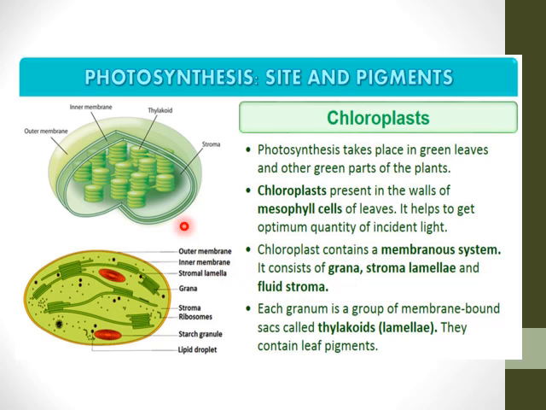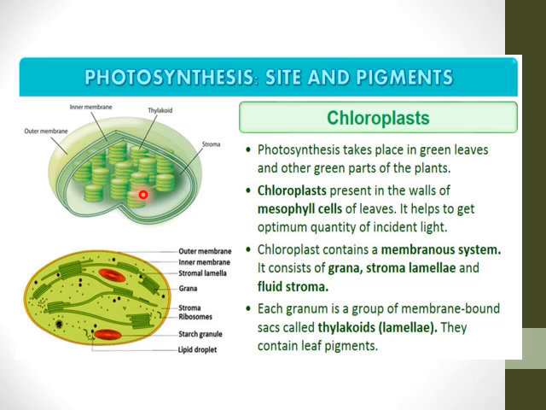So in this diagram you can see that it is a membranous system, having the outer membrane, inner membrane, and then a stroma and the grana. Grana are the coin-like, disc-like structures. Here you can see the outer membrane, inner membrane, then the grana, and the grana are compiled to form the thylakoid.